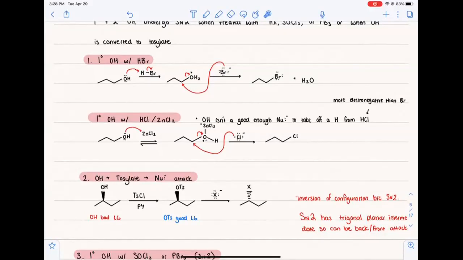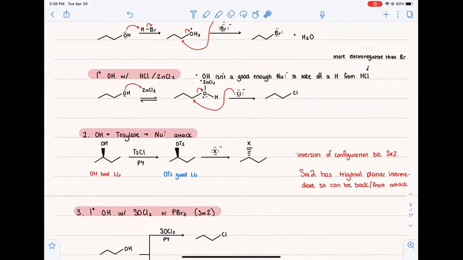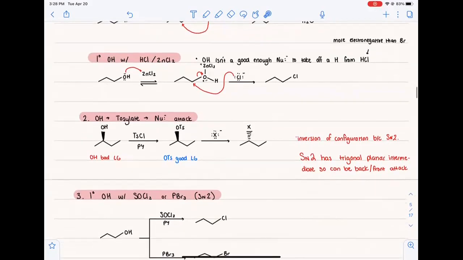Because OH is not a good enough nucleophile to grab that hydrogen from the chlorine, because we know that chlorine really likes those electrons. But they're reacting pretty much the same way. Just one of them is adding a Br and one of them is adding a Cl. And then we have the other type of reaction, when we have OH and our tosylate gets added on, because the tosylate makes it a good leaving group. And then the halogen is able to react. Again, we have the inversion of configuration because of that SN2. And then also because we have that intermediate.